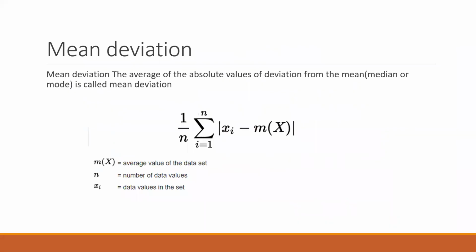So what is mean deviation? Mean deviation is the average of the absolute values of deviation from the mean, median, or mode. It is calculated from this formula, where x bar is the average value of the data set, n is the number of data values, and xi is the data values in the set.